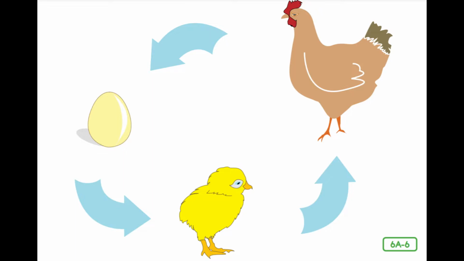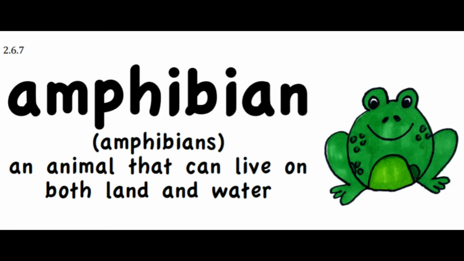Today, we are going to learn about the life cycle of another animal that starts with an egg. We will learn about the life cycle of a frog. Before we do, let's go over our vocabulary words. Amphibian. An amphibian is an animal that can live on both land and water. Frogs are amphibians.